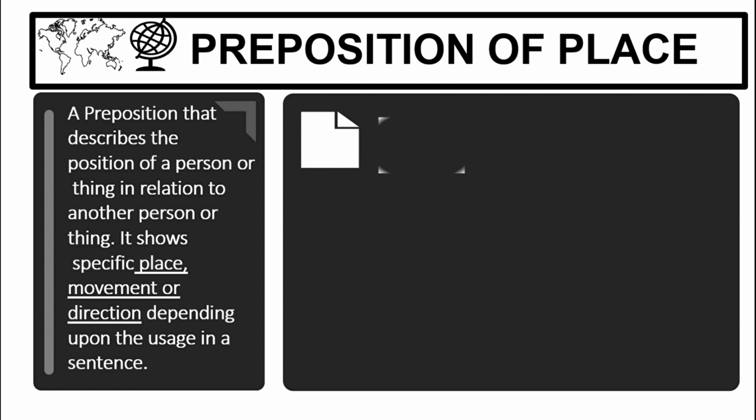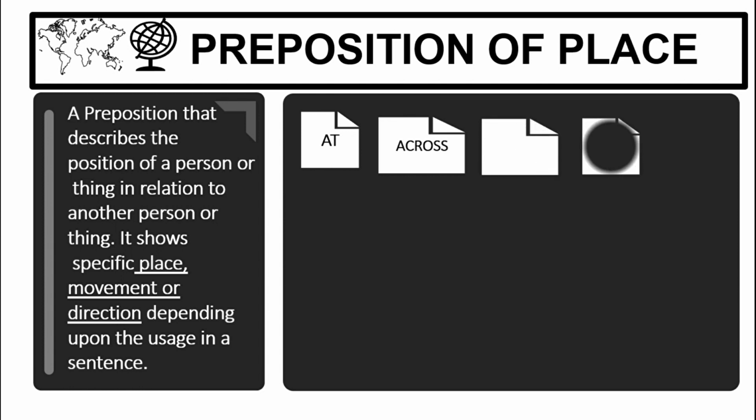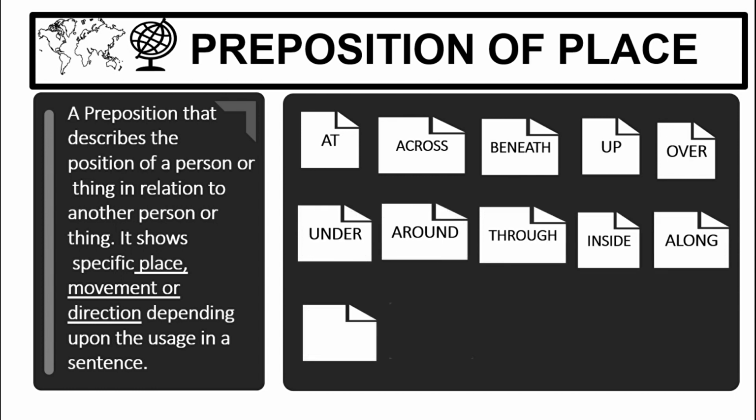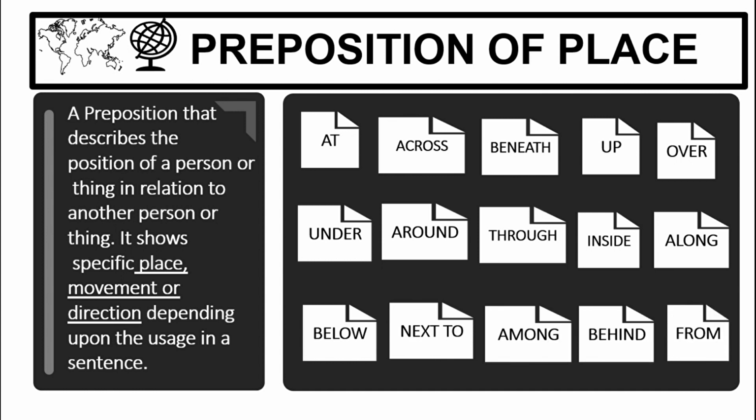So the very first word here is at, like he was late at work. So at here shows you the position. Across, when you do something across something, or he ran across the track. Beneath, up, over, under, around, through, inside, along, below, next to, among, behind, and from. Like in the very first example of the meaning of the preposition, we came to know the position of a ball, how it was placed below, above, under, in front of. So it was showing the place of a ball placed on something, or the relation between two. So it was a preposition of place.